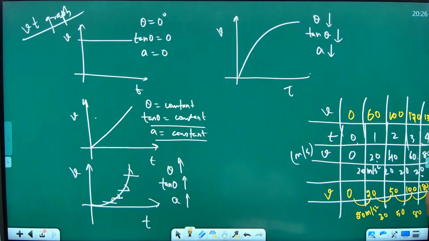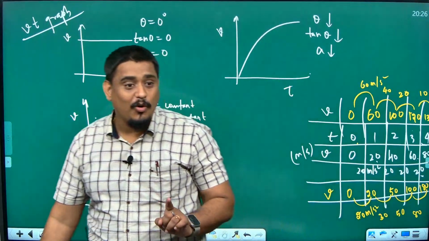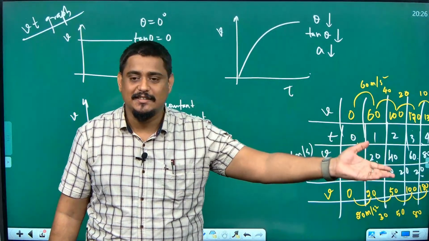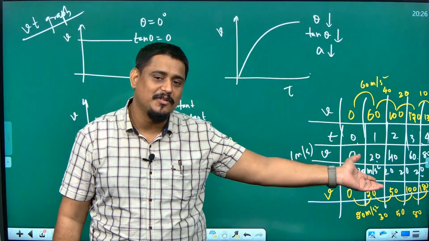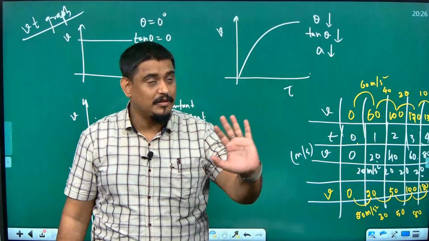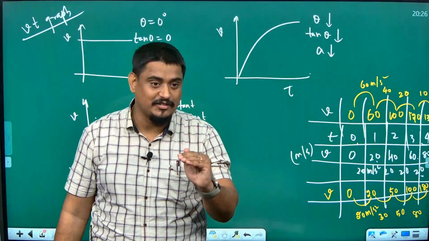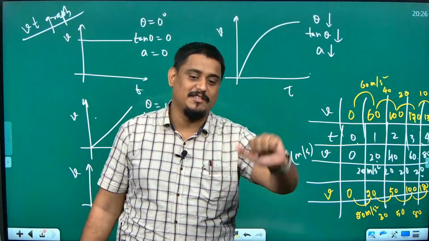Let us check the acceleration. 60 minus 0 by 1, 60 meter per second square. 100 minus 60 by 1, 40 meter per second square. 120 minus 100 by 1, 20 meter per second square. 130 minus 120 by 1, 10 meter per second square. So, velocity increased, but acceleration is reducing. It is quite possible that a decreasing acceleration can still increase the velocity.